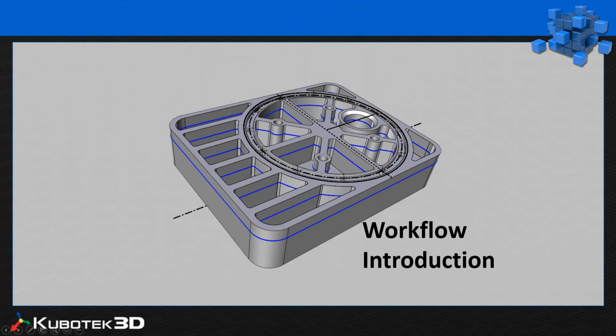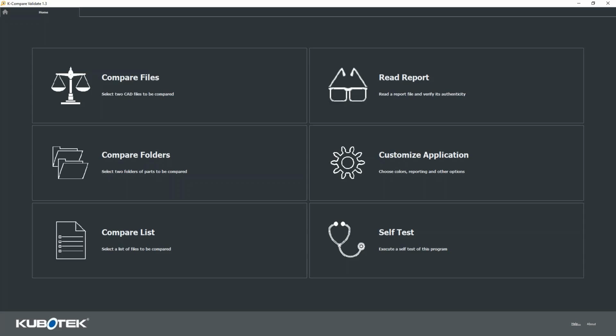If we go ahead and take a look at the new tool, I'll show you what the workflow looks like. So here's the new tool. Those of you that are familiar with the Kubotek validation tool can see that it's a lot different. There's basically 6 different tasks that you can accomplish when you start. This is the home tab, obviously, so we can compare 2 files. That's most commonly what you would do. We can compare a folder or compare a list of files. Those are 2 batch validation modes that you can use.